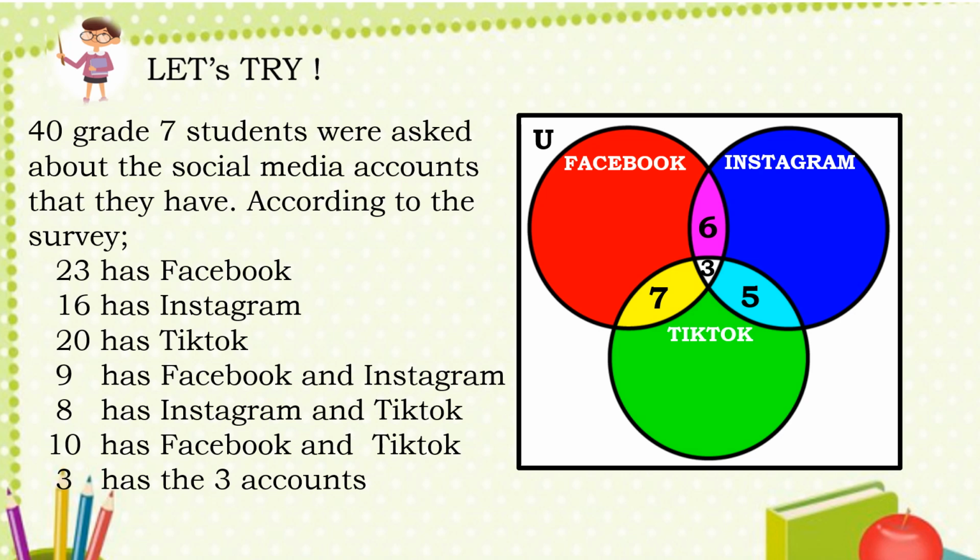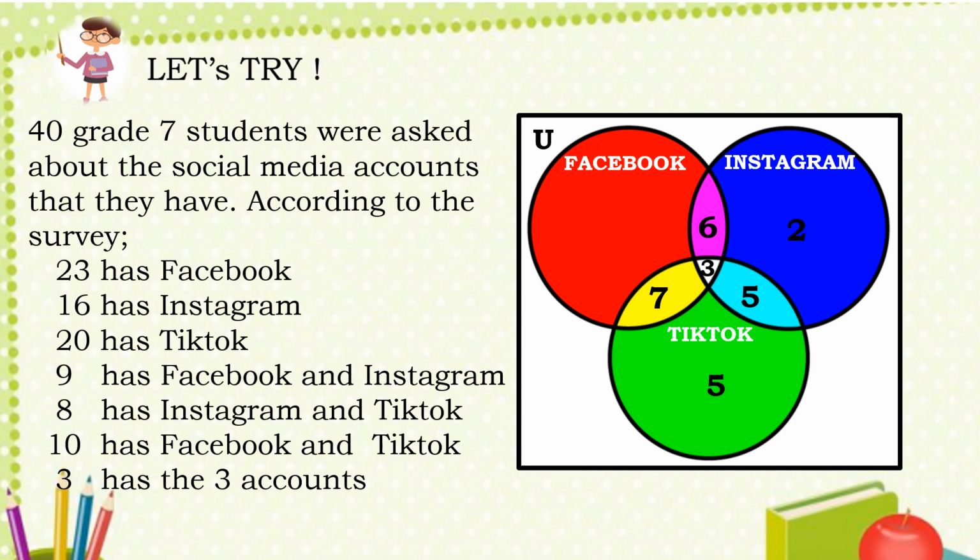Next, 20 has TikTok. So yung TikTok part, ito siya. So as you can see, meron na siyang 7, 3, and 5. If we add them, that is 15. So ilan na lang ang kailangan natin para maging 20? So we need 5. So write 5 here. Next, 16 has Instagram. So ito yung Instagram part. So you can see, meron ng 6, 3, and 5. Pag inadd natin, that is 14. Ilan na lang ang kailangan natin to make it 16? So, we need 2 to make it 16. So, write 2 here.